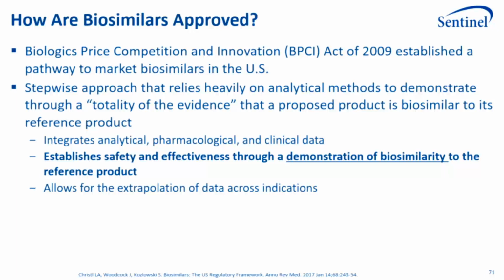So as you'll see, if the reference product, that biologic, is indicated for 5 conditions, a biosimilar to that product will also be approved for those conditions. The biosimilar does not have to independently demonstrate all of the safety and effectiveness data. So that's the context of what biosimilars are and how they're approved.